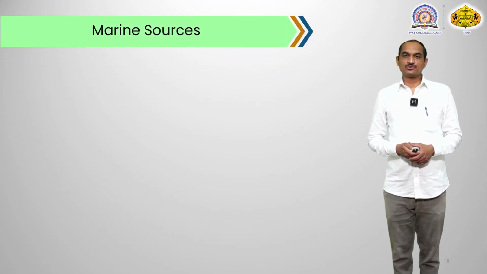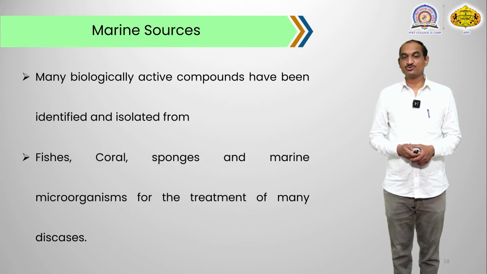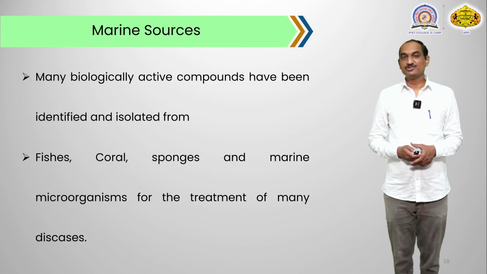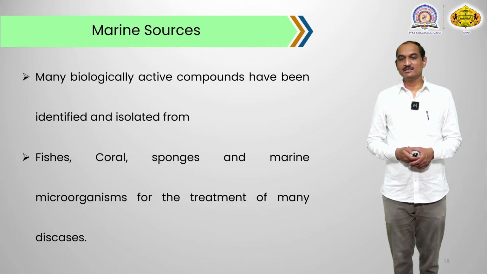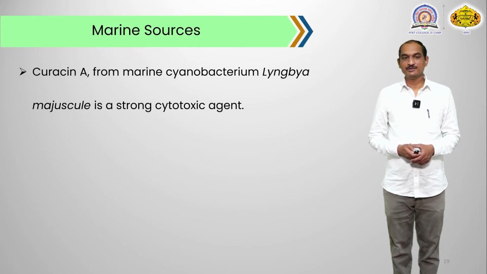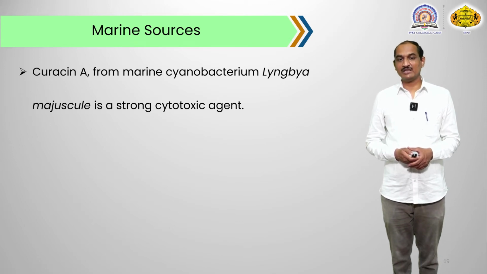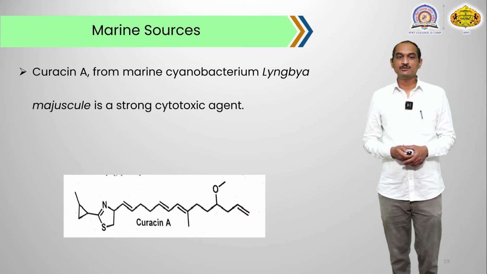Next important source of the drug molecule is the marine source. Many biologically active compounds have been identified and isolated from marine sources, including fish, corals, sponges and marine microorganisms, for the treatment of many different diseases. For example, curacin A from the marine cyanobacterium Lyngbya majuscula is a strong cytotoxic agent. This is the structure of curacin A, which is obtained from a marine source.